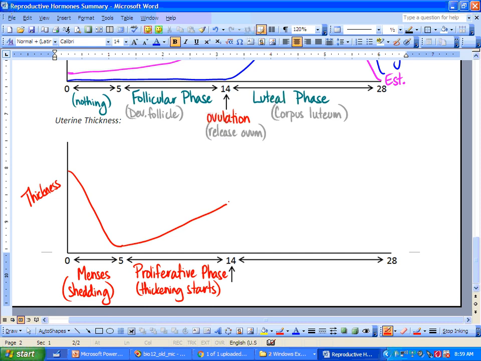It's that follicle releasing the mature ovum. There's really nothing special happening in the uterus itself. So I'm actually not even going to worry about labeling ovulation, because in the uterus, that's not an important day.